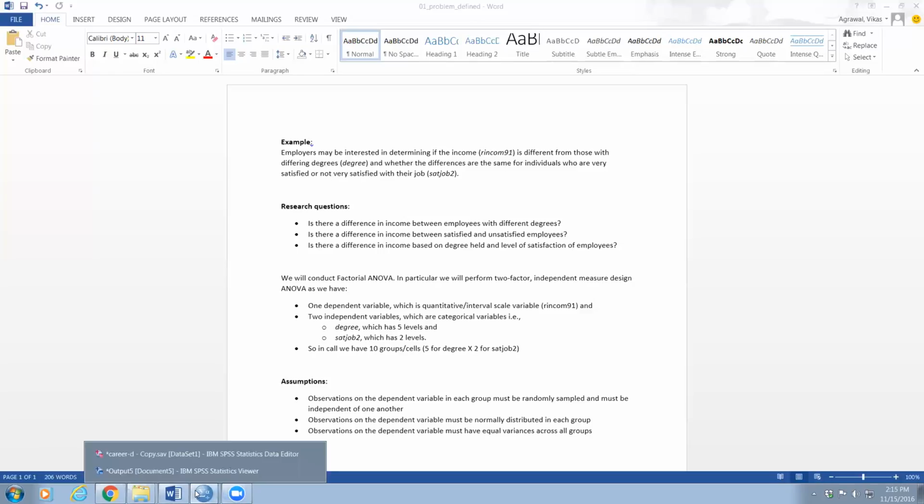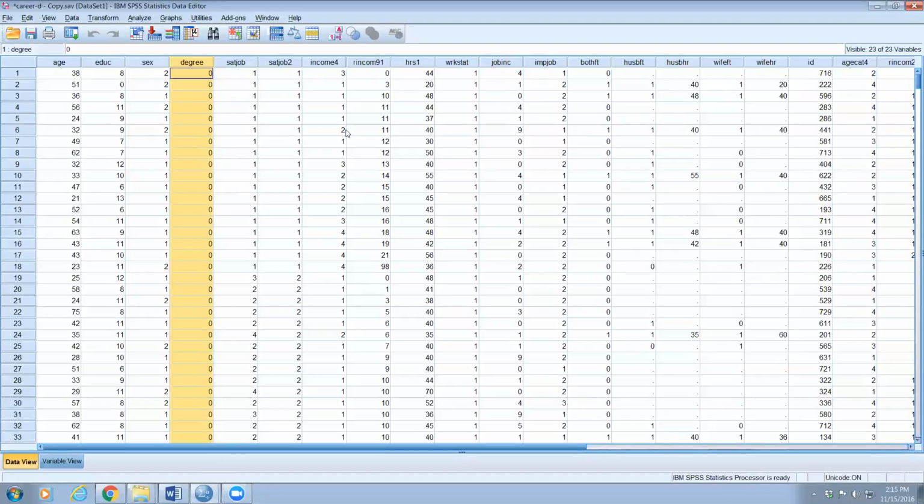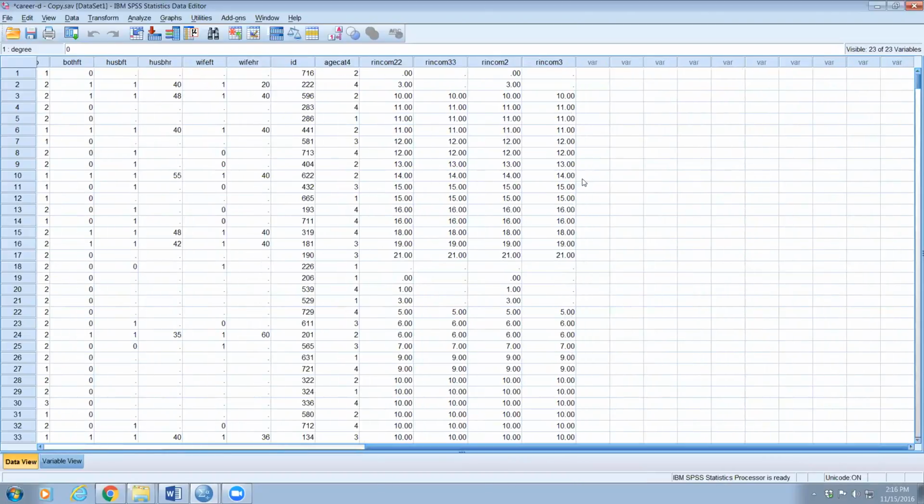So I'll go back to my data set here. This is my degree, that's an independent variable. Job satisfaction, 1 or 2, is another independent variable. And I have income 91, which I transformed to income 3 to take care of missing values and outliers.